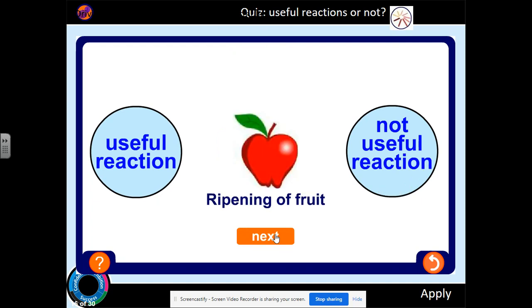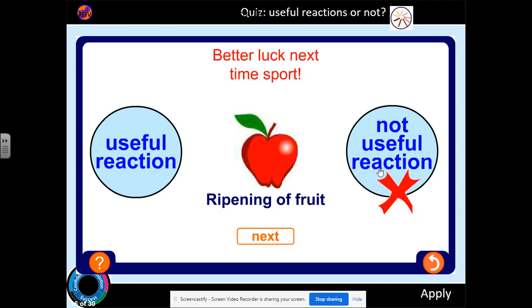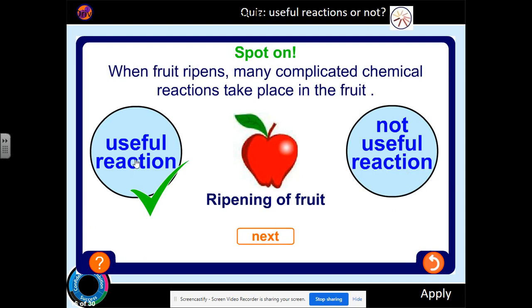Ripening of fruits. Is this important or not important? How important is ripening your fruits? Let's go with not important. Ooh, better luck next time. So it's useful. When fruit ripens, many complicated chemical reactions take place in the fruit.